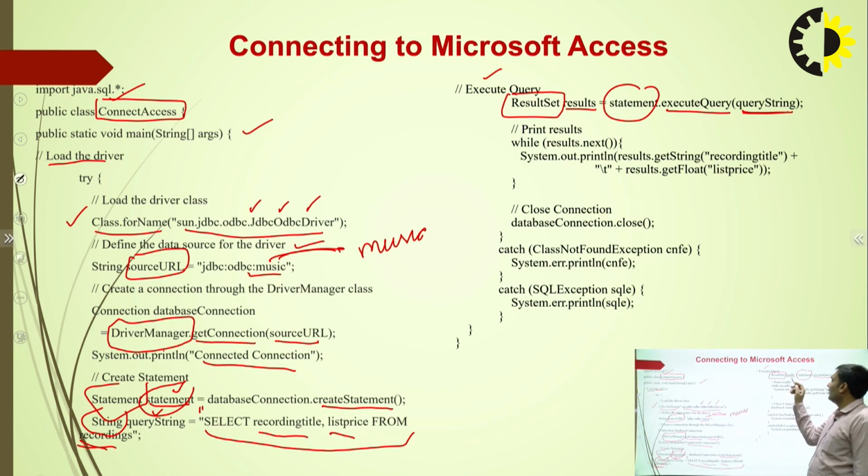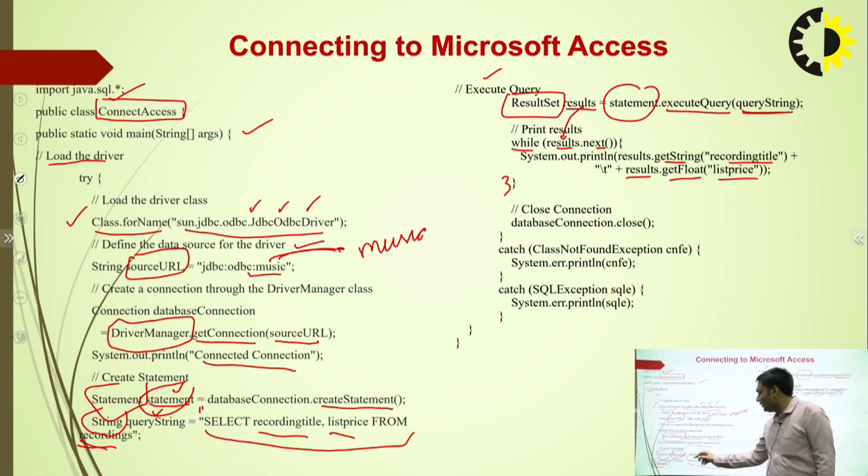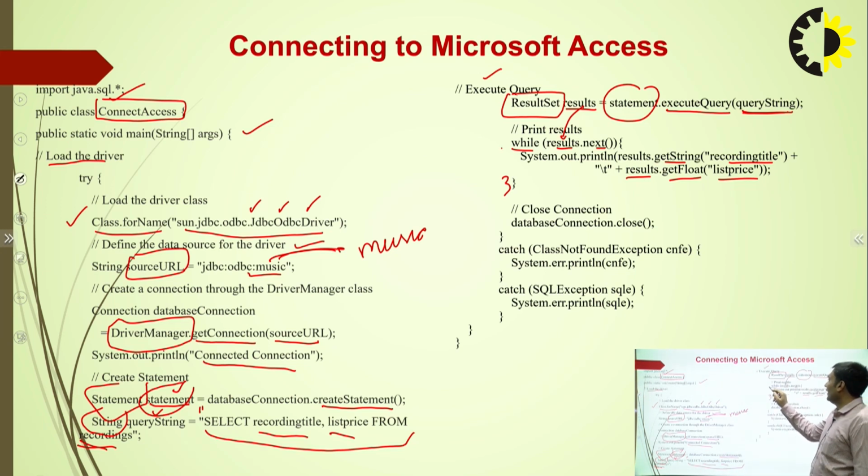Now after fetching the results, we can print them using a while loop. Results.next, and this will be printed as a string to get the recording title, plus results.getFloat of the list price. So in this way, the result will come from the string in which the statement is written, and will be displayed here using the while loop.